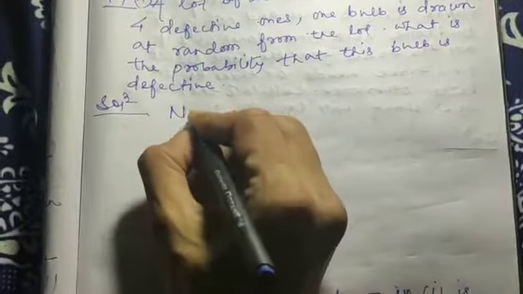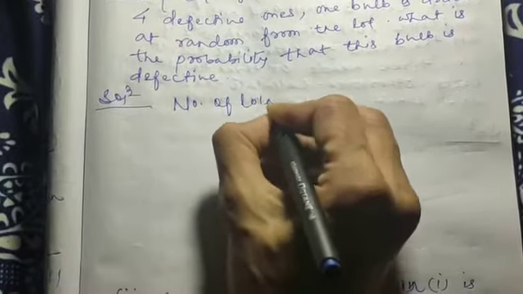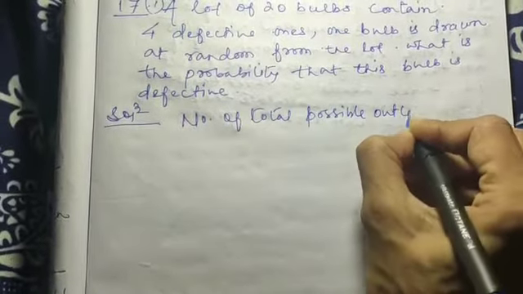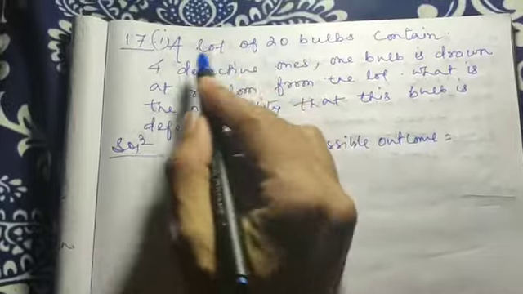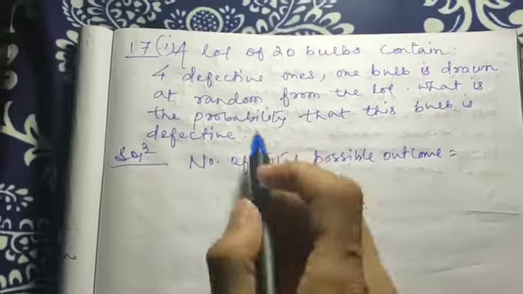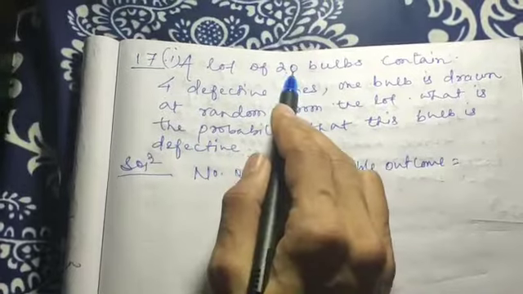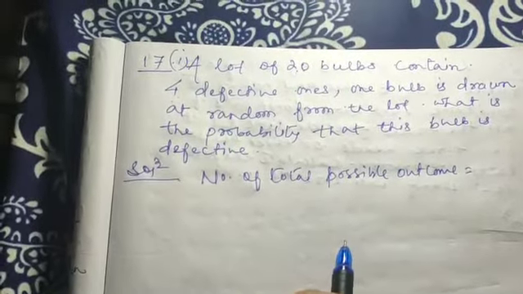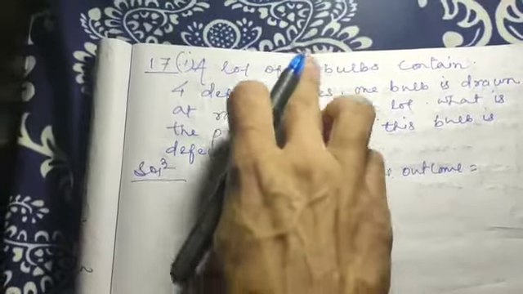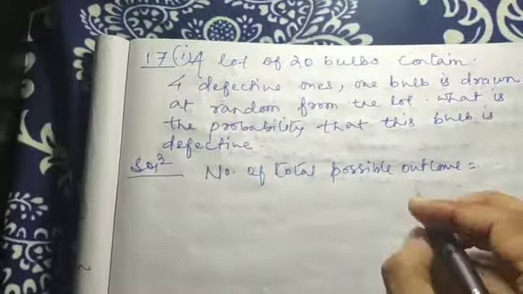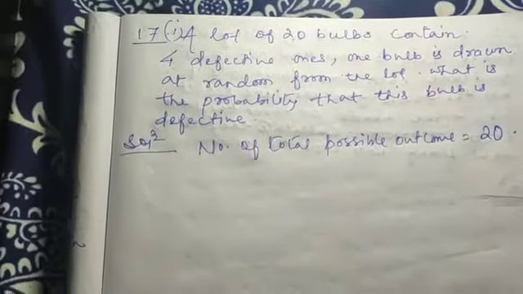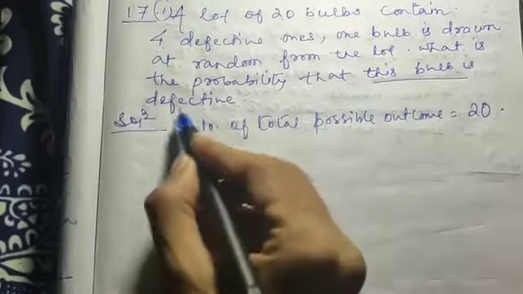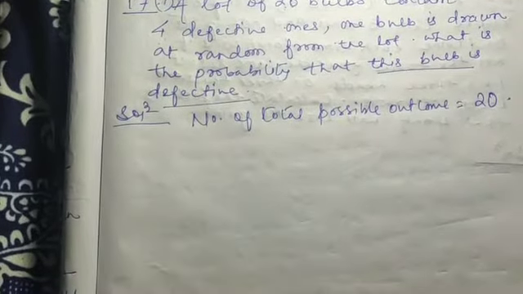So the number of total possible outcomes. Here you don't add 20 and 4, because among these 20 only 4 are defective. These 4 are not separately added to these 20 bulbs. These 4 are here only. Among these 20, 4 bulbs are defective. So total how many are there? 20 only. So what is the event? This bulb is defective. Probability of choosing a bulb that is defective.